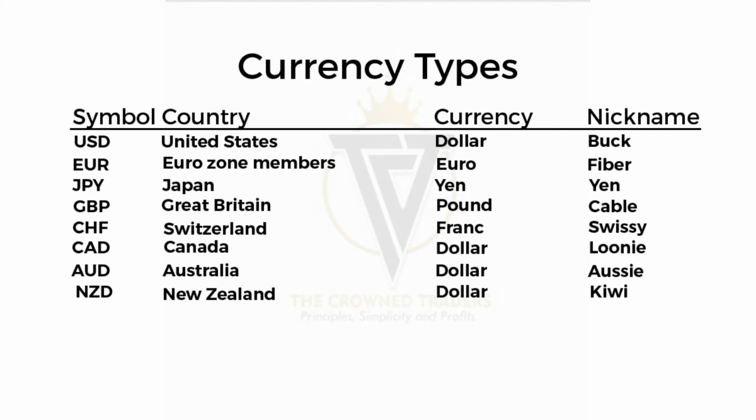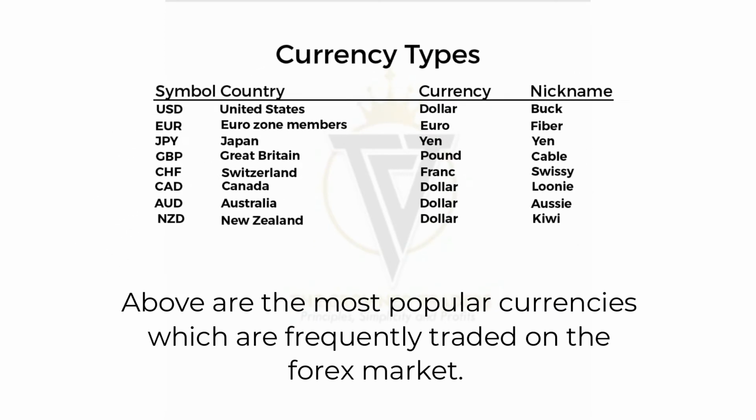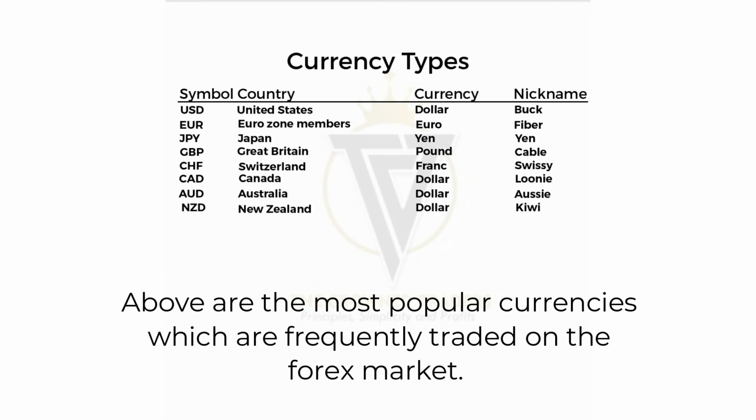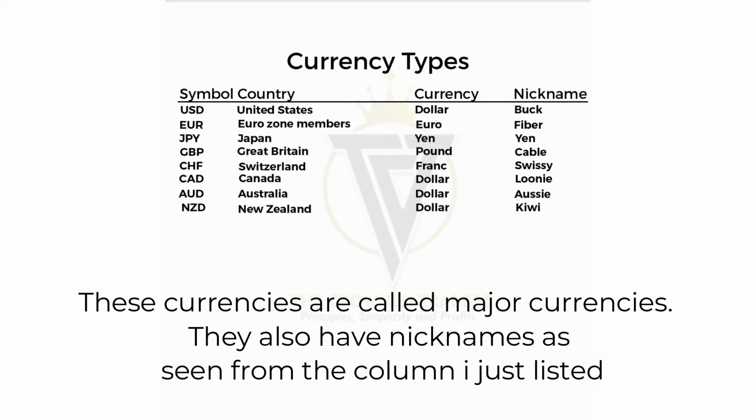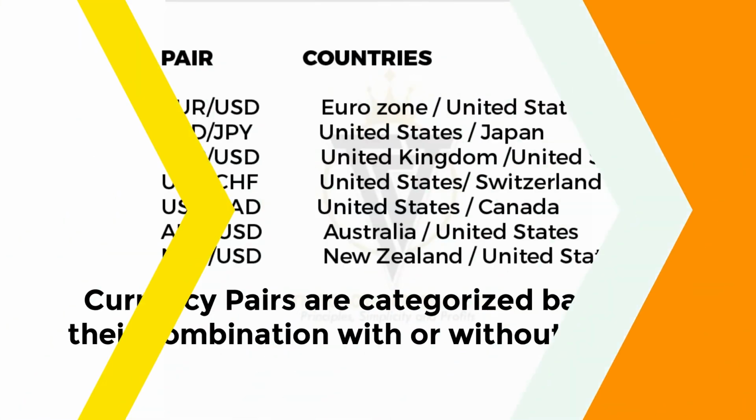We have CAD from Canada, and the currency is Dollar. The nickname is Loonie. We have AUD from Australia. The currency is Dollar, and the nickname is Aussie. We have NZD from New Zealand, the currency is Dollar also, and the nickname is Kiwi. Above are the most popular currencies which are frequently traded in the forex market. These currencies are called the major currencies. They also have nicknames as seen from the column I just listed.